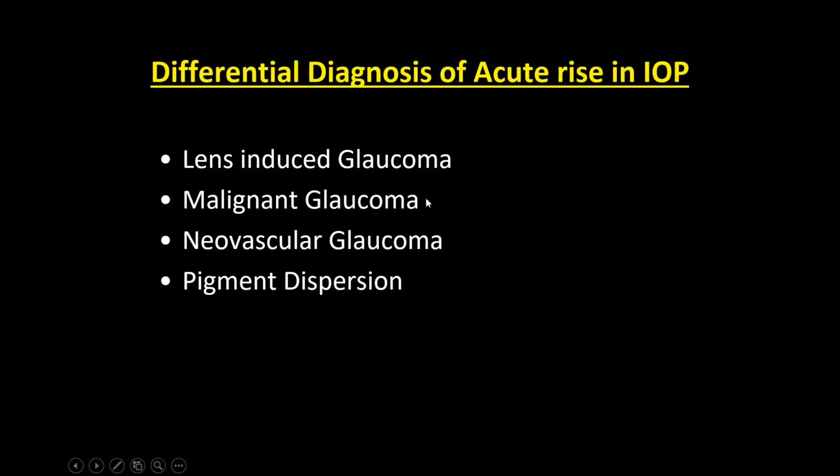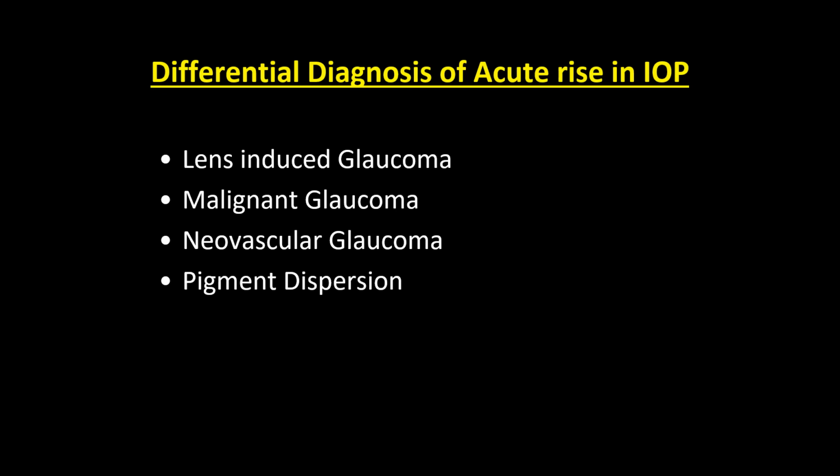Malignant glaucoma is a term used when there is misdirection of aqueous. Instead of coming into the anterior chamber, it goes from the sides of the lens through the zonules into the vitreous. So this is called malignant glaucoma, and the pressure is increased. In neovascular glaucoma, new blood vessels are formed on the iris, then on the trabecular meshwork, and again they cause raised intraocular pressure.